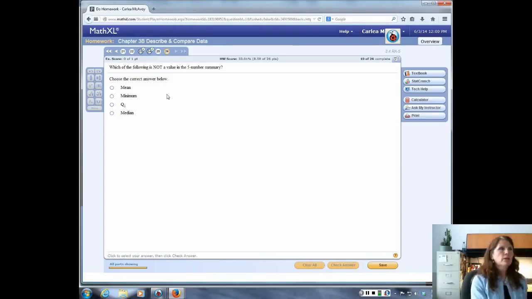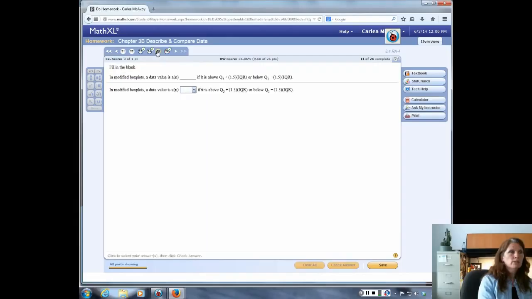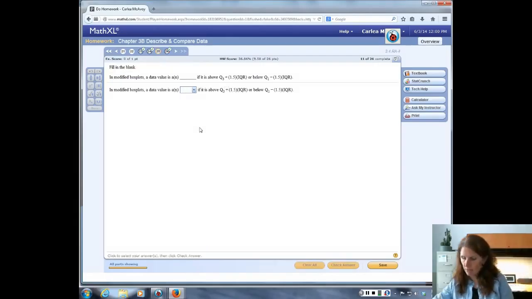Which of the following is not a value in the 5-number summary? Well, the 5-number summary, as you know, is a minimum, a maximum, quartile 1, median, which is quartile 2, and quartile 3, but it doesn't have the mean in there, so that's not it. So the only one we haven't talked about is this interquartile range. I have to flip that over to paper because I can't just talk about that without showing you something.